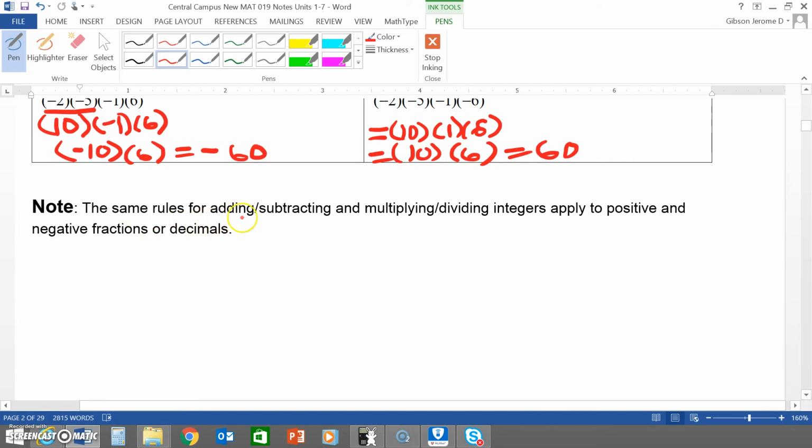Now, the same rules for adding, subtracting, multiplying, and dividing integers apply to positive and negative fractions or decimals. So the rules we went over for multiplying, dividing, adding, and subtracting these integers also apply to fractions and decimals.